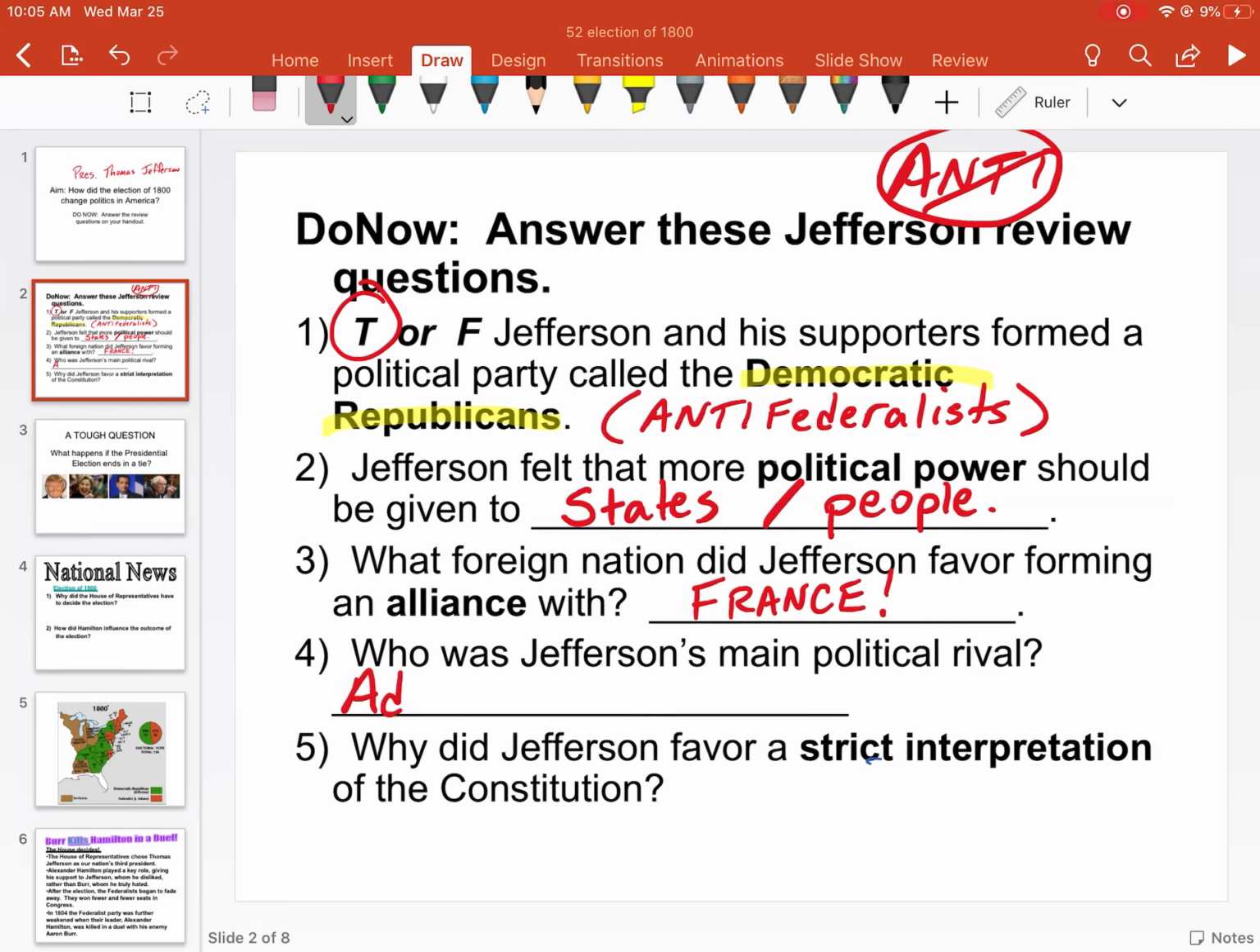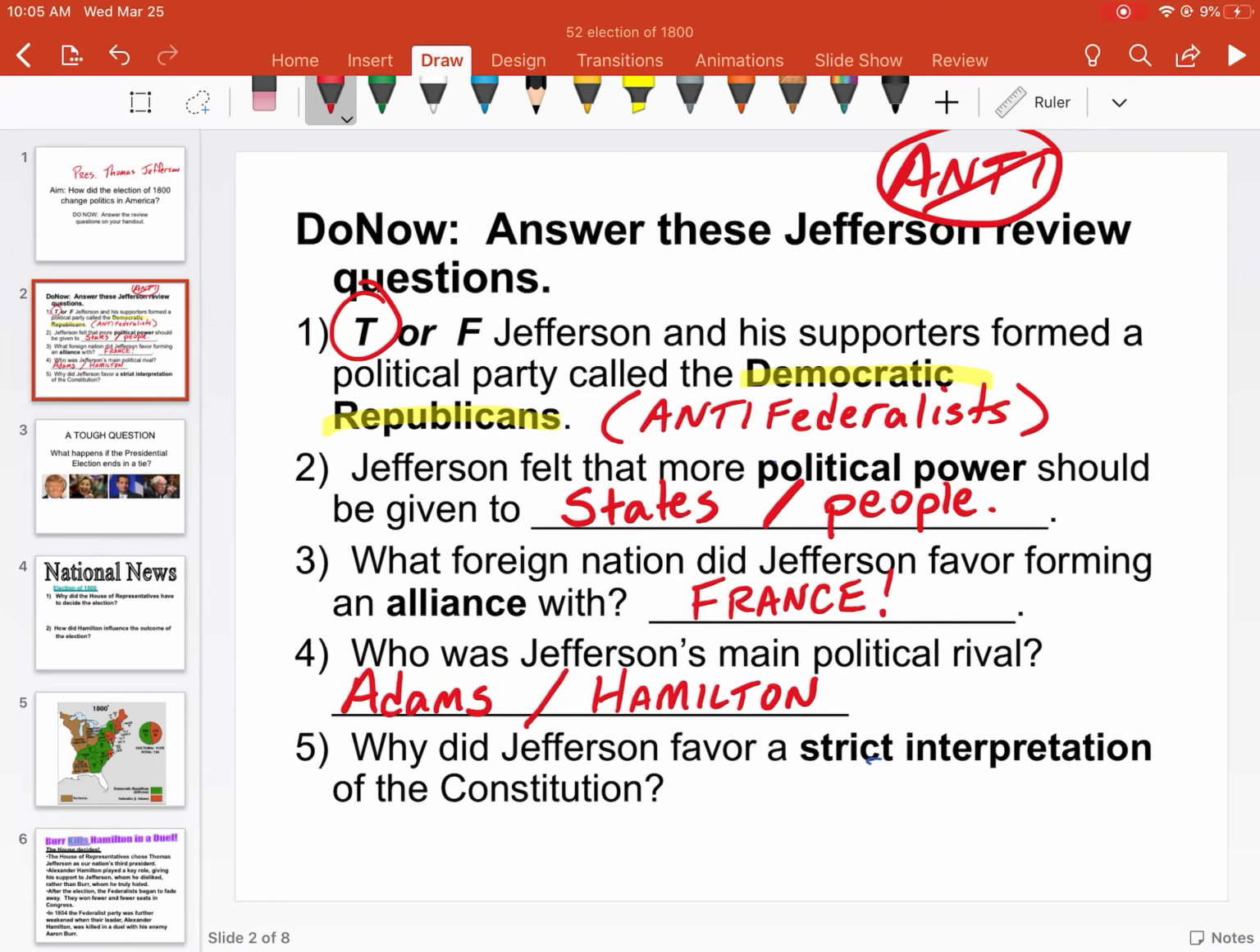Number 4, who was Jefferson's main political rival? As you learned yesterday, during Adams' presidency, Jefferson developed a rivalry with Adams. The other correct answer would be Hamilton. Jefferson, as leader of the Democratic Republicans, fought with many Federalists. The one he got along best with was Washington, but Adams and Hamilton were definitely political rivals of Jefferson's.